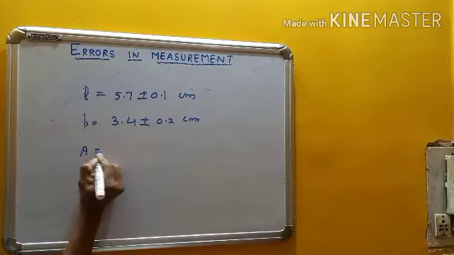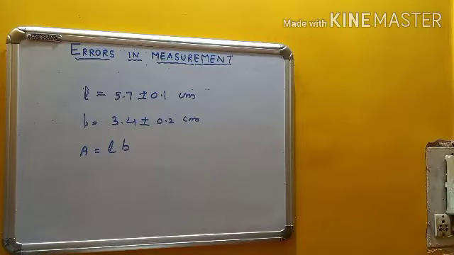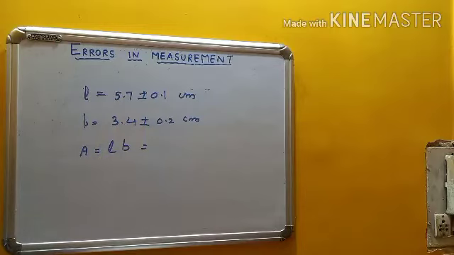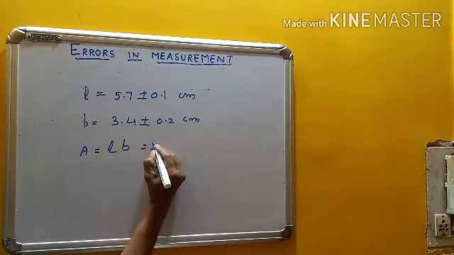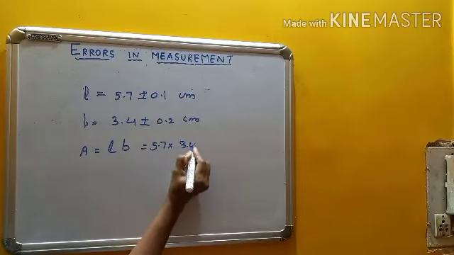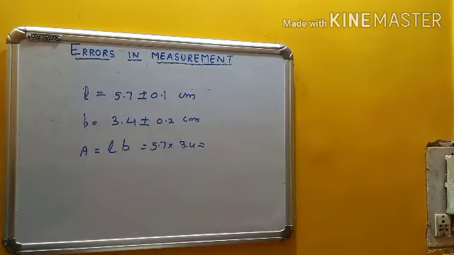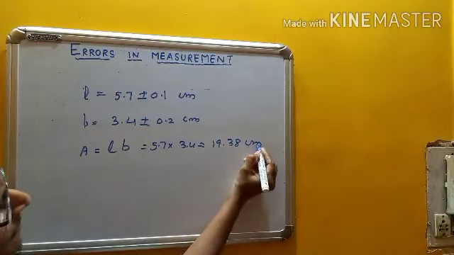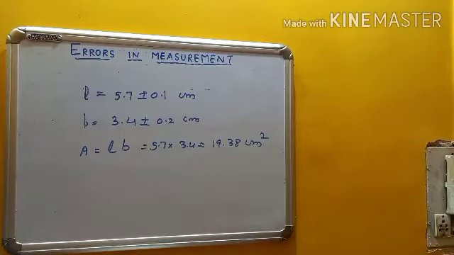So for the area, we know the formula: area is equal to L into B. So L into B means 5.7 into 3.4. When you calculate, the answer is 19.38 centimeters square. This is the true value of the area.